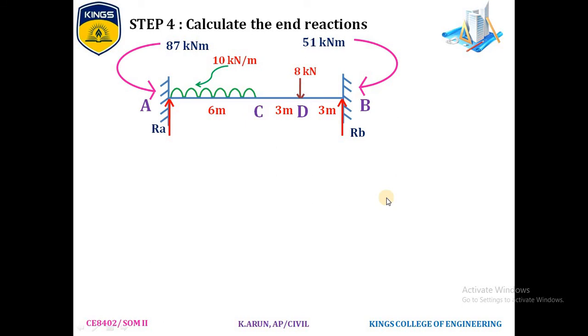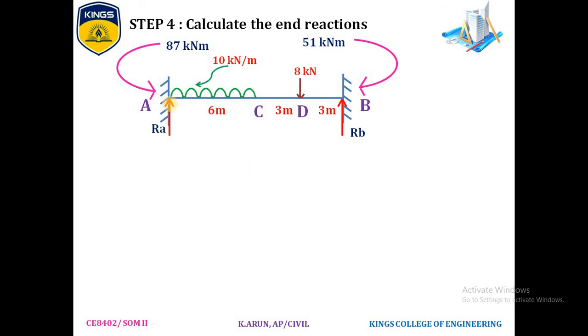Another thing, while considering the moment, we have to remember that if the moment is acting in a clockwise direction, then it is a positive moment, and if the moment is acting in an anti-clockwise direction, then it is a negative moment. So the sign conventions are important, since while substituting the values in the formula, we need to enter them correctly. So I am going to calculate the end reactions now.